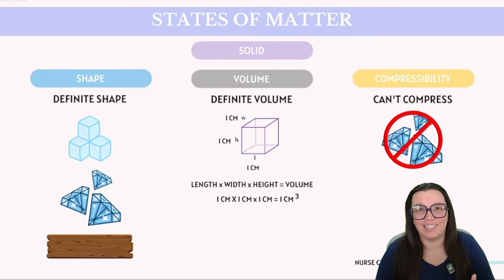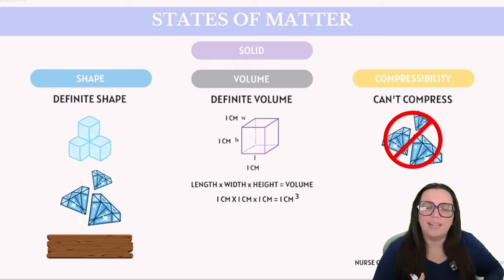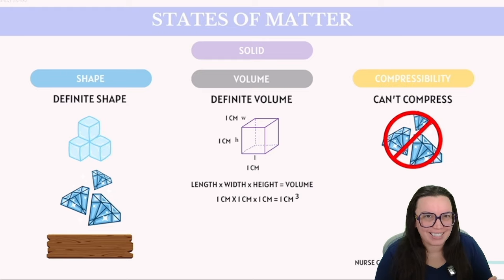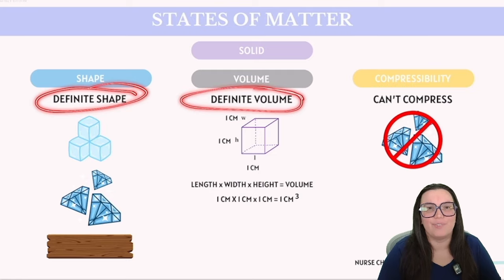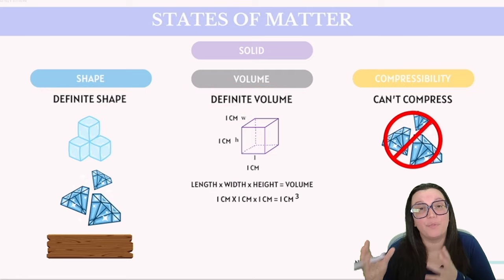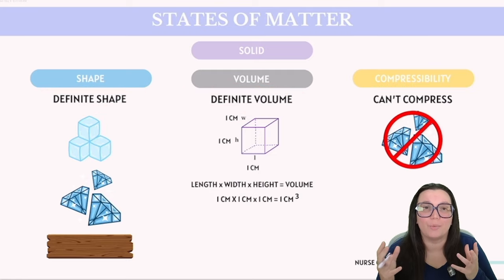We'll begin with solids. Here we have some examples of solids. We have a block of ice, we have a diamond, and we have a piece of wood. Most of us have an intuitive understanding of what a solid is, but how do we define it scientifically? A solid is defined as having a definite shape and a definite volume. Definite means they are fixed and unchangeable under normal conditions.